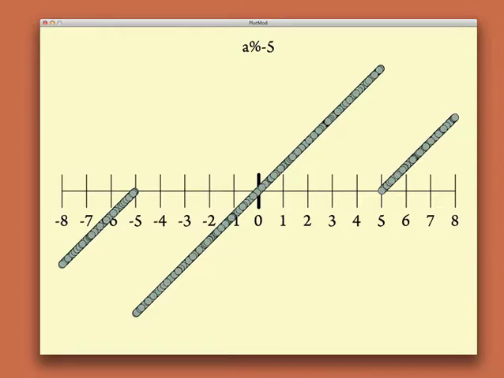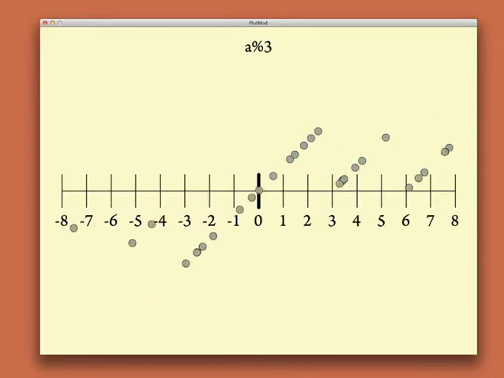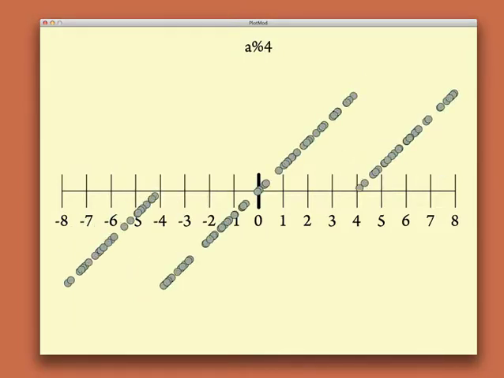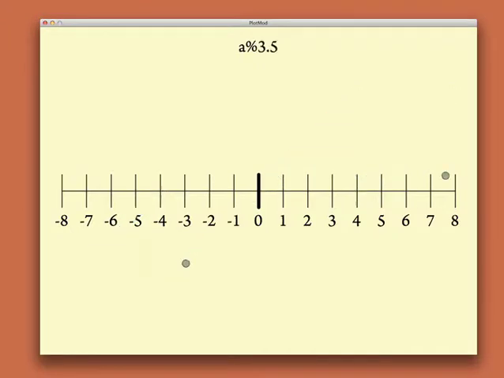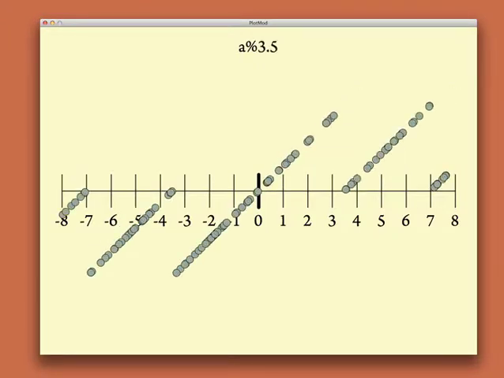Let's make B positive. And here's A mod 4, where I'm picking random values of A from -8 to 8. What if B is a fractional value? Well, let's nudge B down. Let's find A mod 3.5. And we get back exactly what we expect. This is a cycle that repeats every 3.5 units.